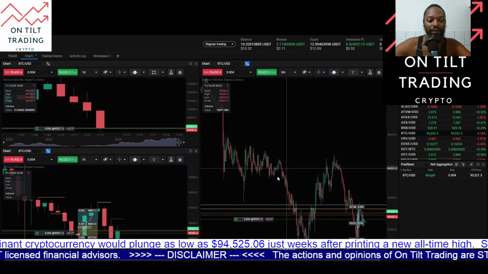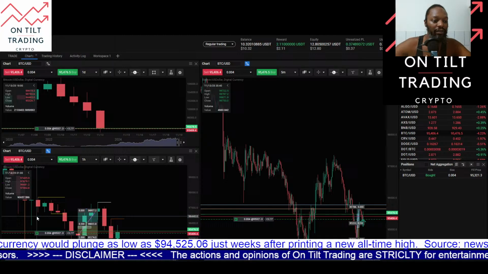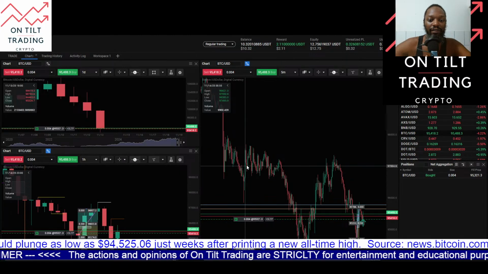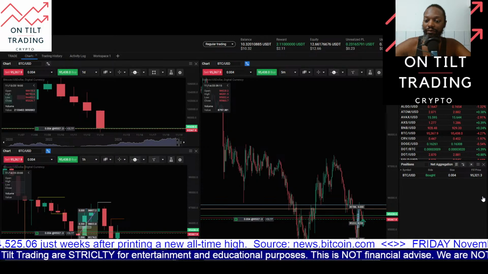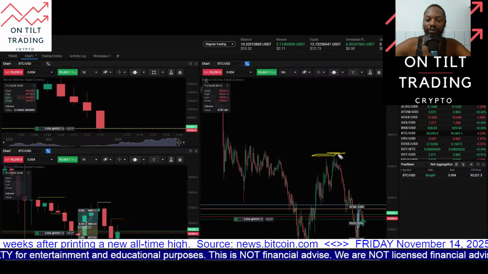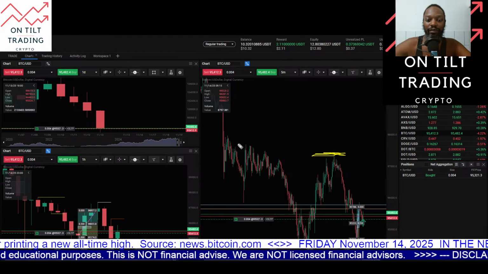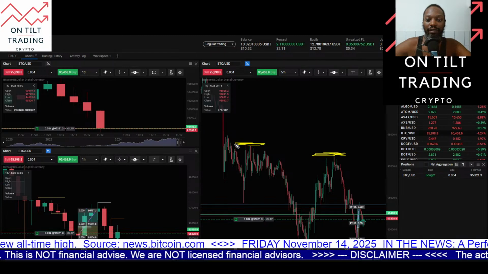And you can see that up here. So that level is 97,679.1, which is going to be here. So this is the New York AM buy side liquidity. This is the London buy side liquidity.